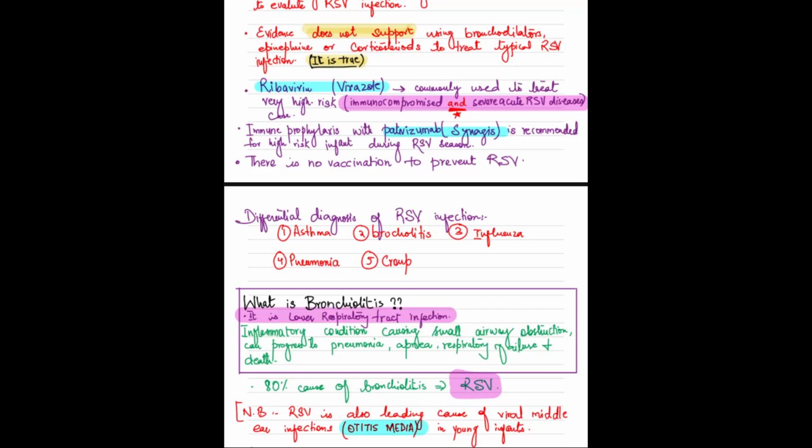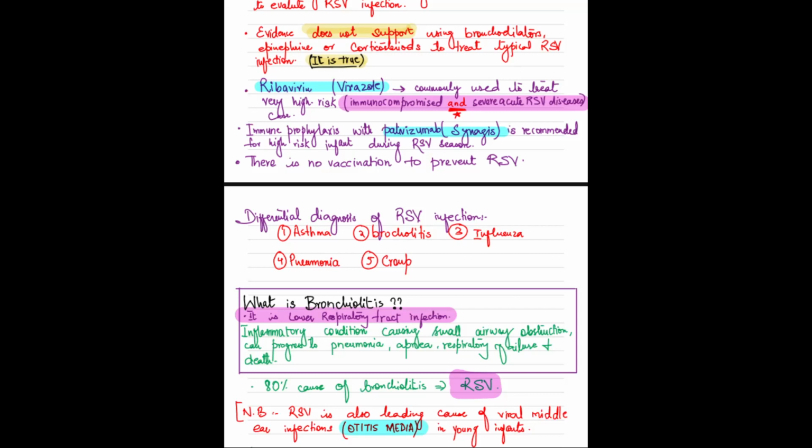Bronchiolitis is basically a lower respiratory tract infection. It is an inflammatory condition causing small airway obstruction, which can progress into pneumonia, apnea, respiratory failure, and might be death. So bronchiolitis comes under lower respiratory tract infection.